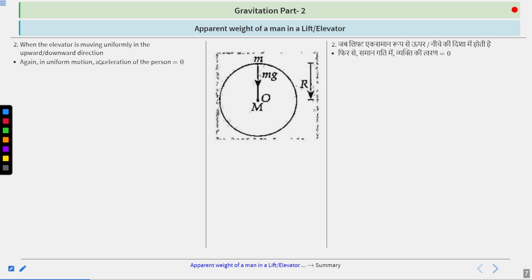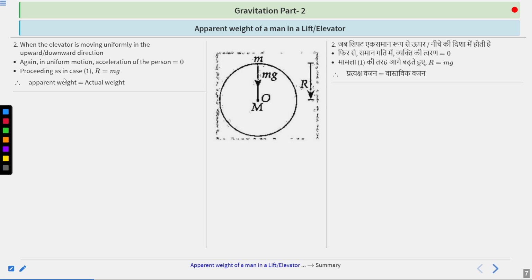Again, in a uniform motion, the acceleration of the person will be 0, because the velocity is not changing, it is constant. Proceeding as in case 1, R is equal to mg. So apparent weight will be equal to the actual weight. This is the same scenario as when the elevator was at rest, because in this uniform motion the acceleration of the person is zero.